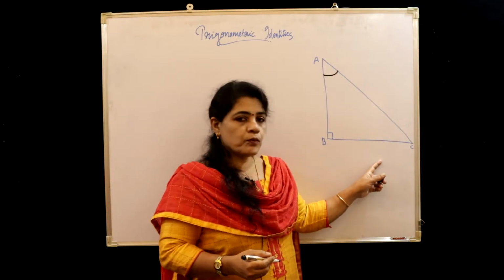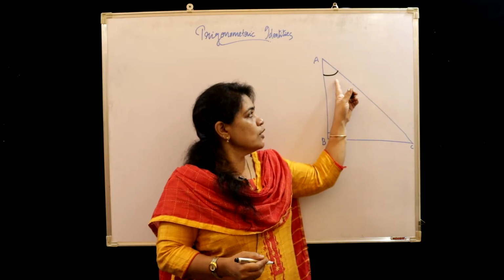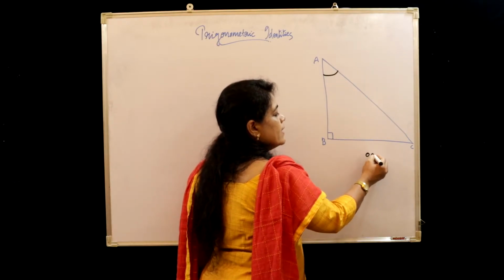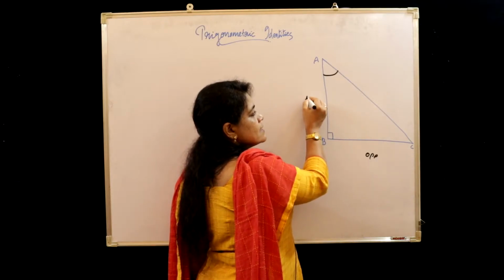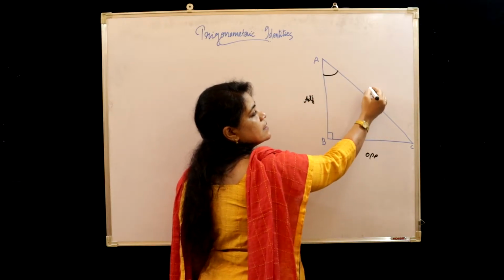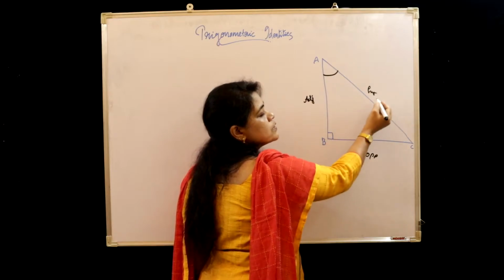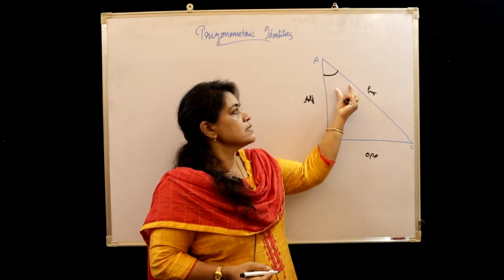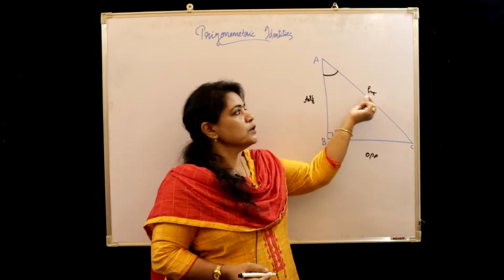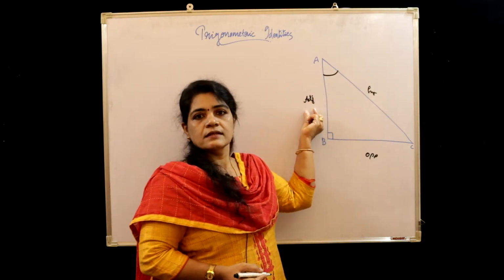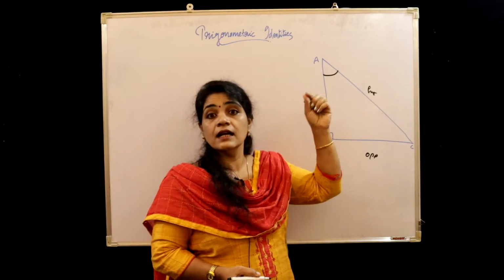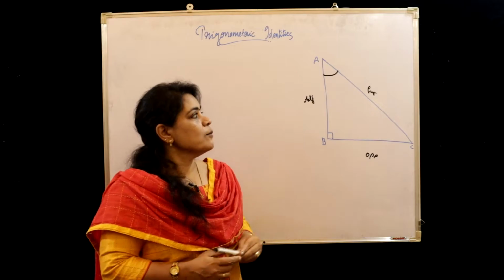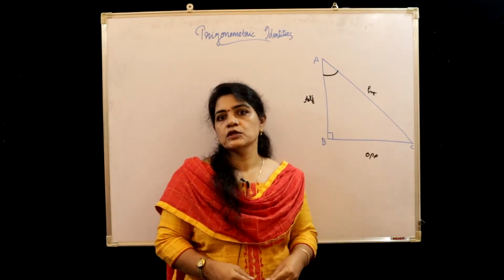This is the opposite side, the side opposite to this acute angle, and this is the adjacent side. And this is the hypotenuse, the side opposite to 90 degrees. You can easily write this down: this arm is the hypotenuse and this arm is adjacent. With respect to the reference angle, the hypotenuse is always the side opposite to 90 degrees.